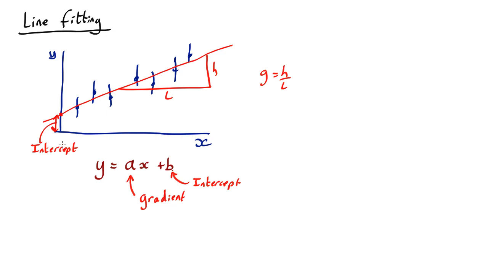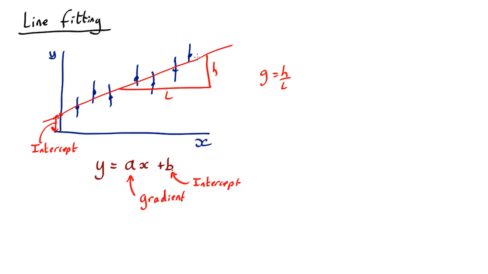Now there are many ways to fit this. You can do it by eye, play around with it, draw it with a ruler. If the error bars are the same on every point, then you can actually do it in Excel. But if you've got uncertainties which vary from point to point, Excel won't do it for you. Luckily there are Python libraries that do this.